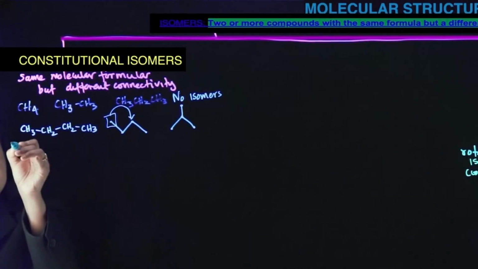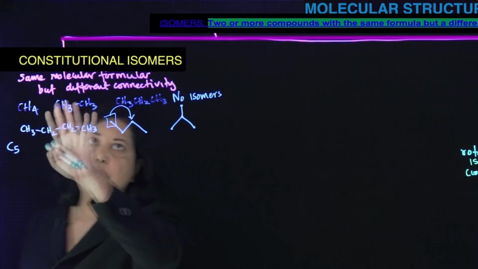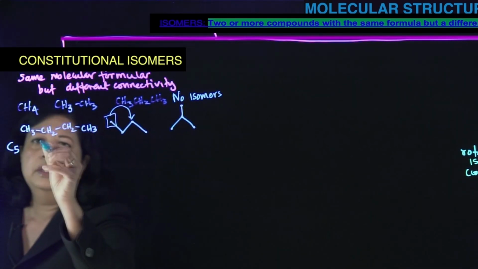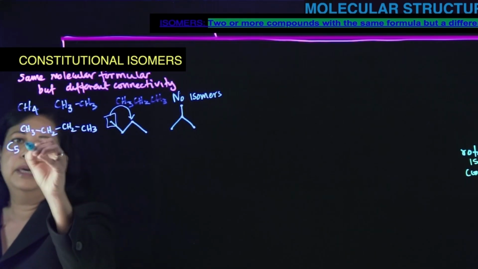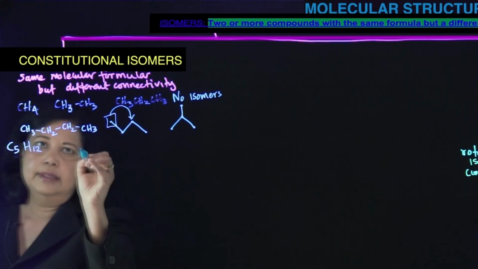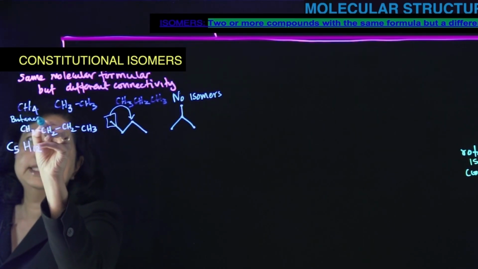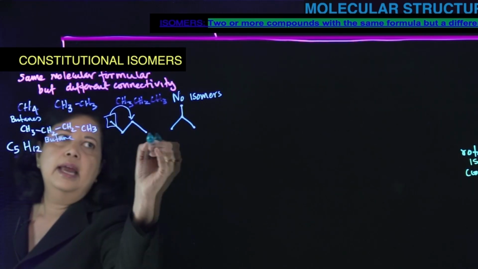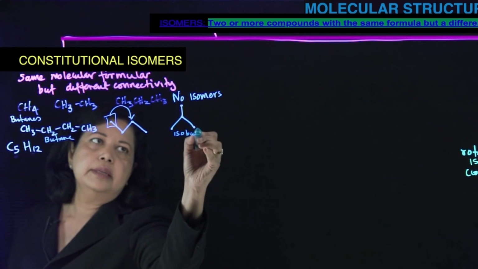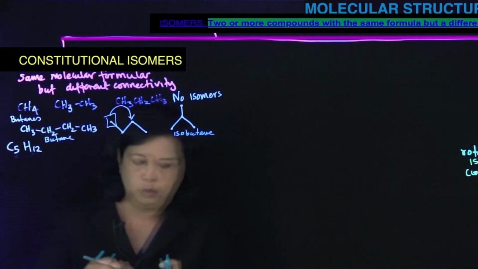C5, and we know the formula for the saturated. We are only doing alkanes for right now. CnH2n+2. So 2 times 5 plus 2 is 12, and that will be pentane. So these are the butanes, butane or n-butane, and this is isobutane because it's an isomer. It's like the most basic one.